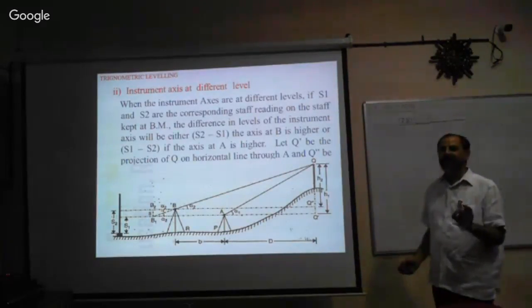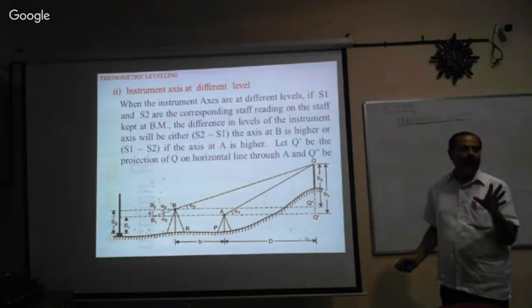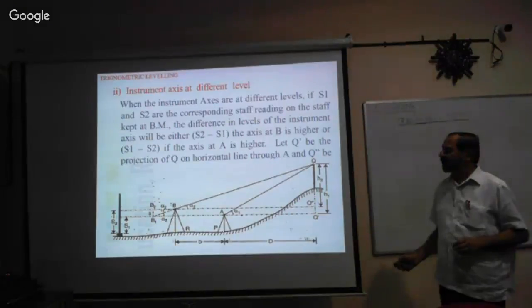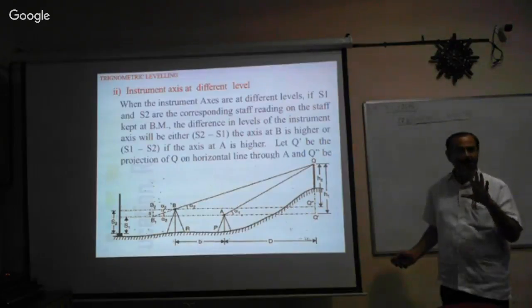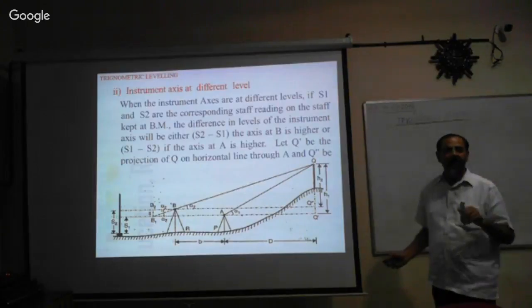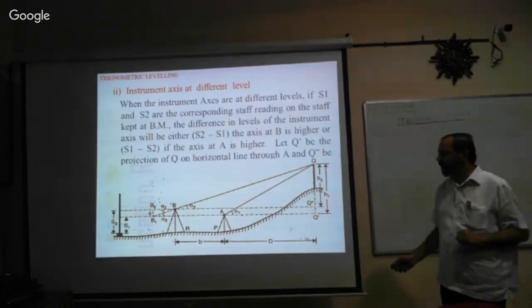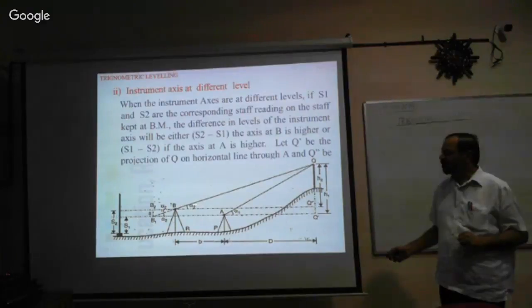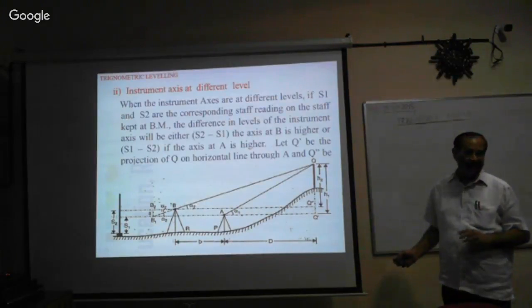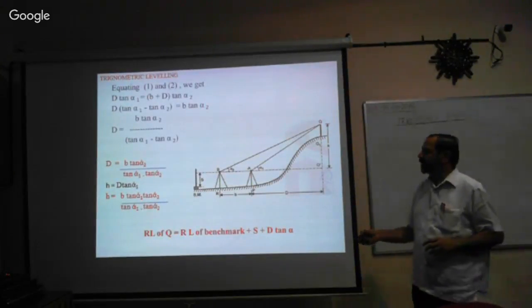And please again remember, you must follow one rule: the first instrument station must be near to the object. Not necessarily, but it is better if you follow it. Your work will be simple and convenient. This is the first instrument station, this is the second instrument station, this is alpha 1 and this is alpha 2. Understood?